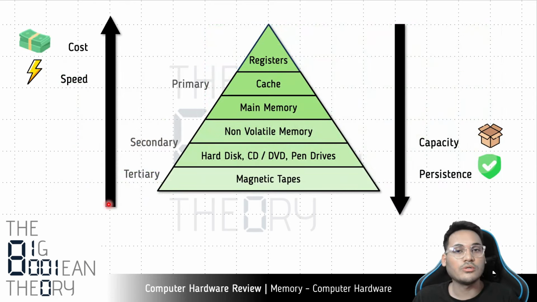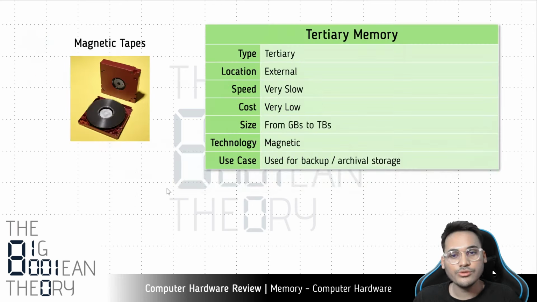Now let us talk about the last layer in the memory hierarchy, that is the tertiary memory. These are not that commonly used nowadays, but nonetheless in industry sometimes they have to back up or archive their data.